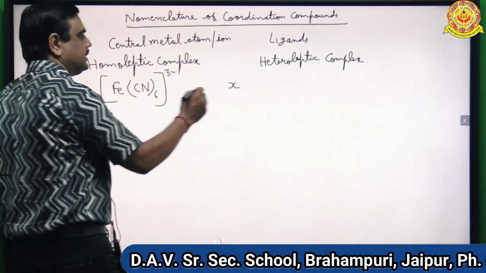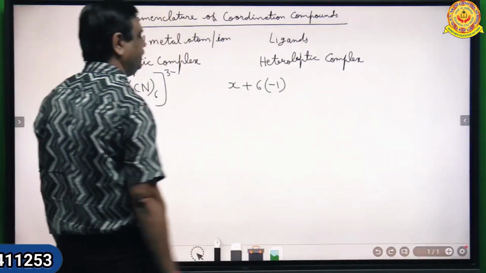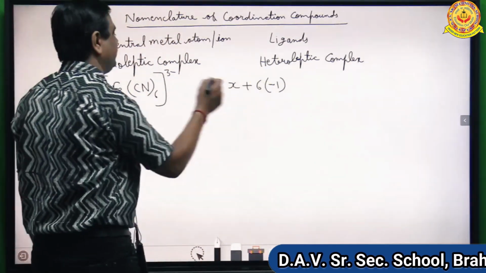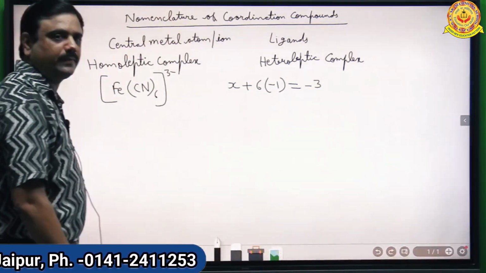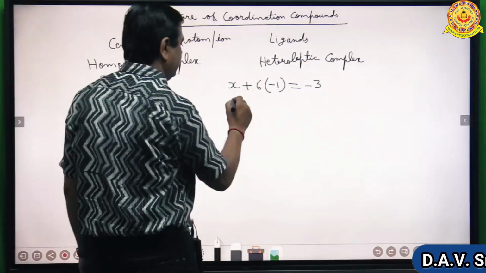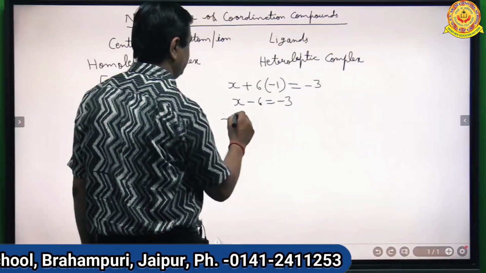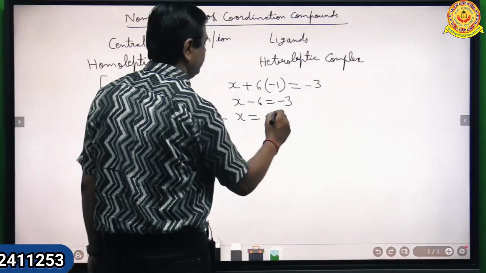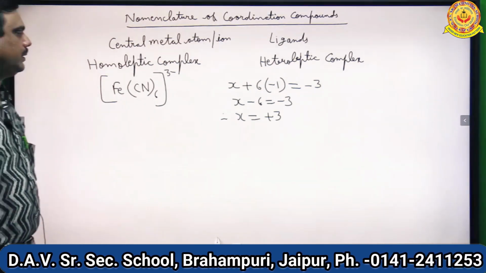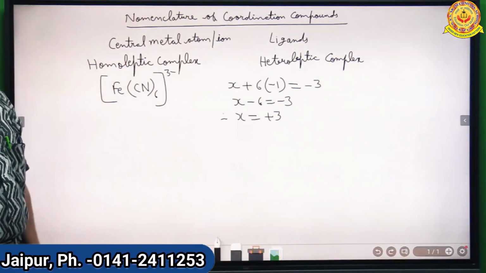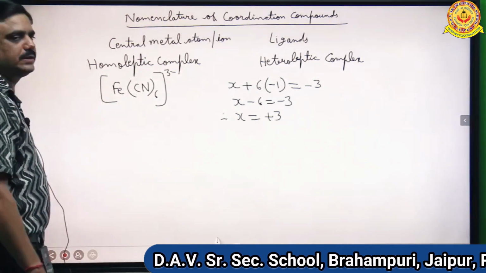Then 6 ions of cyano are there and the charge of 1 ion is -1, and this sum will be equal to the overall charge, that is -3. What will we get? X minus 6 is equal to -3, that is X is equal to +3. So here the oxidation number of iron is +3. Coordination number you can check. This is 6.